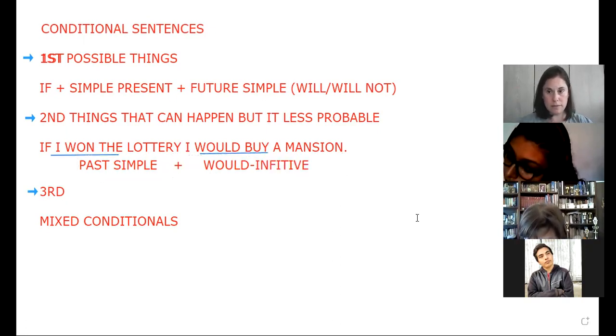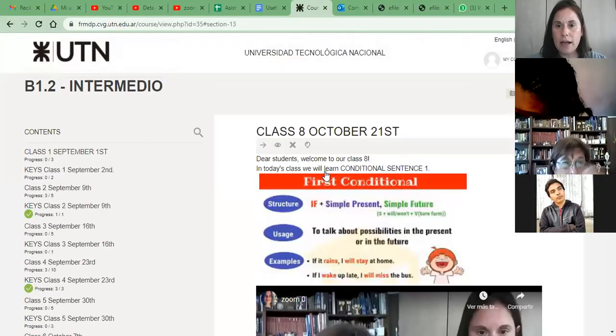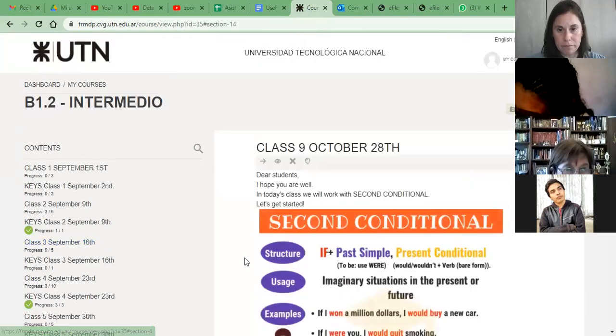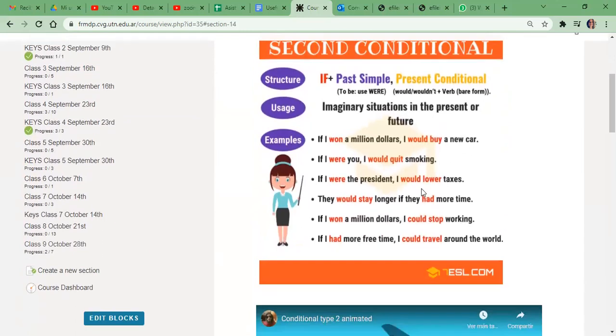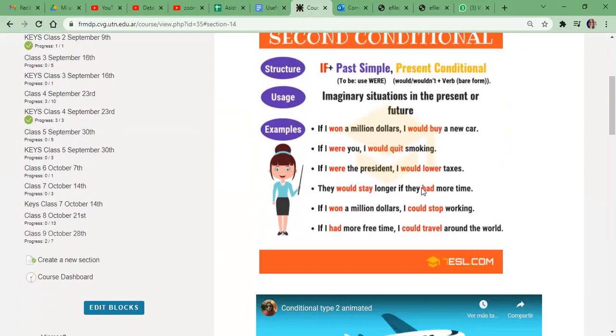Yes? Okay. Excellent. So I'm gonna stop sharing this and I'm gonna put something different. Here in campus, can you see campus now? Yes. Okay, good. So pay attention because we have some examples. It says if past simple, present conditional. Present conditional is called would or wouldn't, the negative, plus the verb in their form. Their form es el verbo crudo, el verbo en infinitivo. And you use it to talk about imaginary situations in the present or the future. But they are things that you desire, that you imagine.